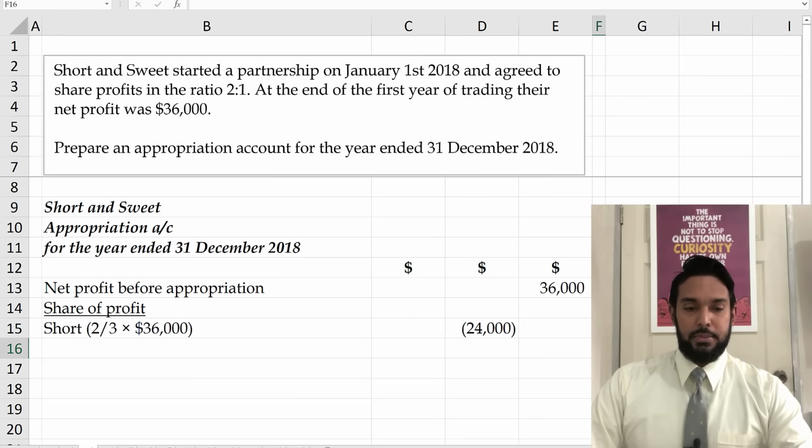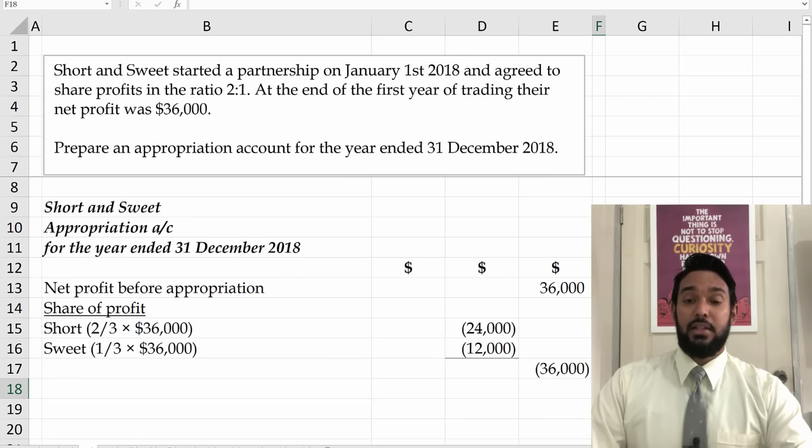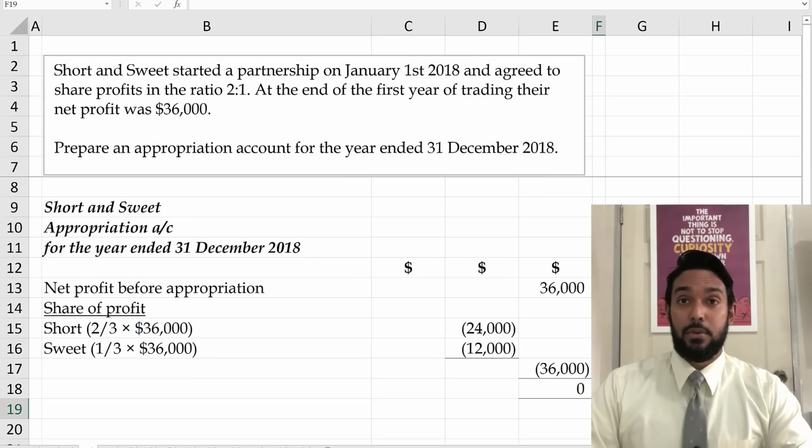So short will be 2/3 of 36,000, which is 24,000, or 36, I say 34, whatever. And sweet gets 1/3 of 36,000, which is 12,000. 24 and 12 will give us back 36. And that ties back to the net profit before appropriation.